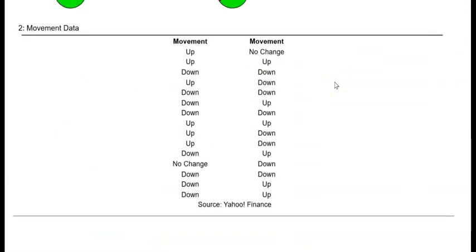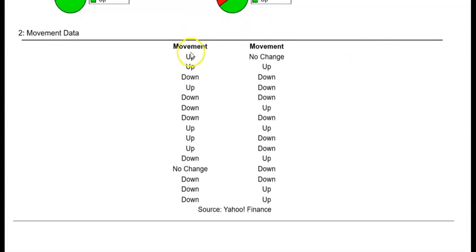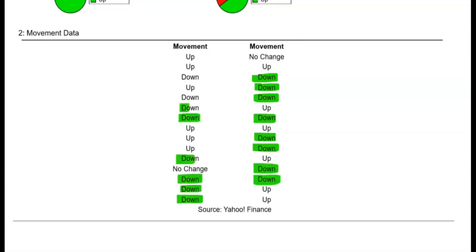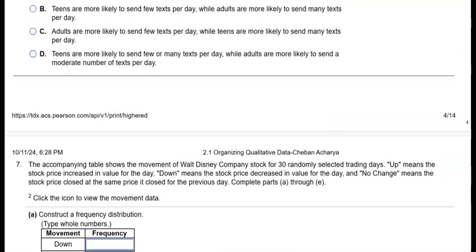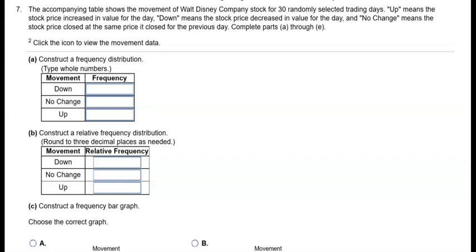So the data is here, the movement data, and this is 30 data because they are the movement for 30 days. So how many days it goes down, you have to count to find the frequency of down. So let's see, 1 down, 2, 3, 4, 5, 6, 7, 8, 9, 10, 11, 12, 13, 14, 15, 16. So there are 16 days the stock price goes down. So the frequency of down is 16.